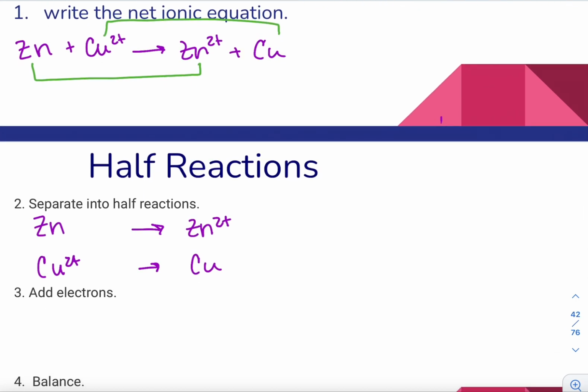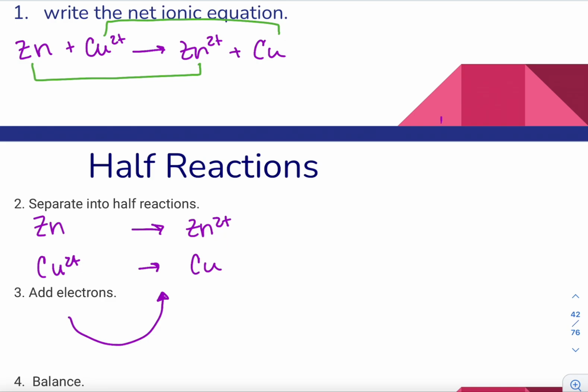So step number 3 says to add electrons. I'm just going to do it right up here rather than writing the whole thing again. One thing that we talked about in the net ionic portion of this course was that the charge needs to be balanced on each side of the reaction. So if you look, it's not here. We have no charge before the arrow and a 2 plus charge after it.